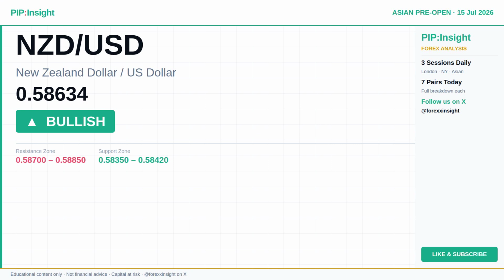Kiwi dollar. The chart is showing clearly defined bullish structure on this session. The 4-hour trend is to the upside and the 1 hour is also pointing higher. Resistance is marked between 0.587 and 0.5885. Support is marked between 0.5835 and 0.5842. Here is the full chart breakdown.